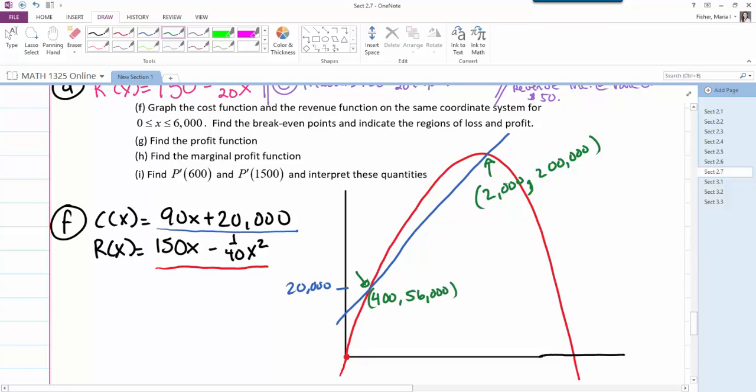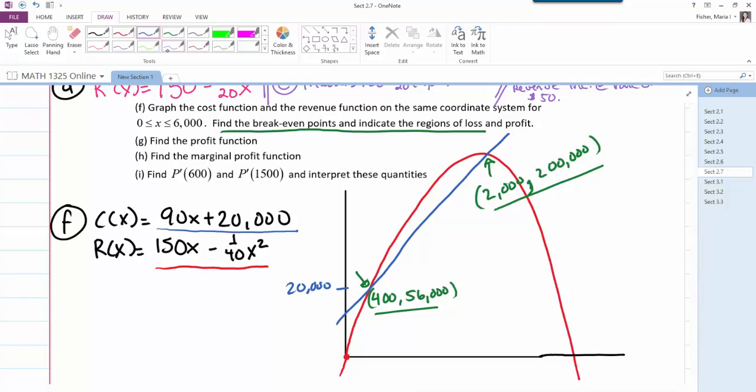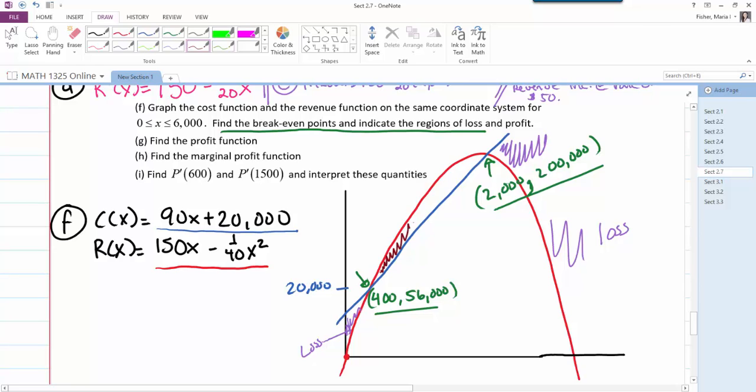So for part F, it says to graph them and then find the break-even points. So my break-even points for these 2 points. And then I have to label my regions as loss or profit. Well, here my cost is above my revenue. So I know that right here this is a loss. This area here is a loss. Same thing here. My cost is above my revenue, so anything over here is a loss. In this section right here, my revenue is above my cost function, so this is the only section where I have a profit.